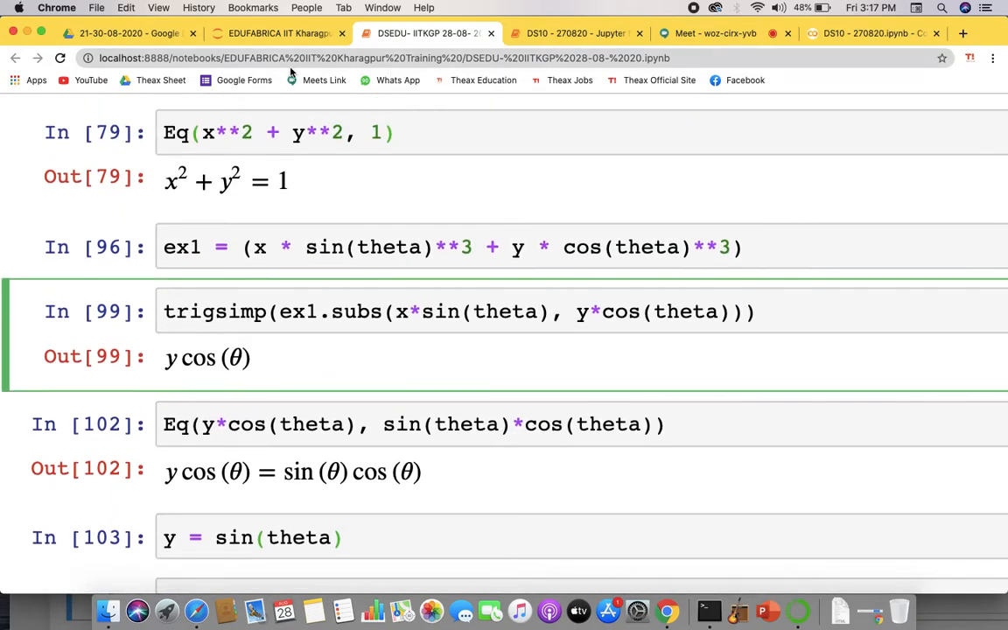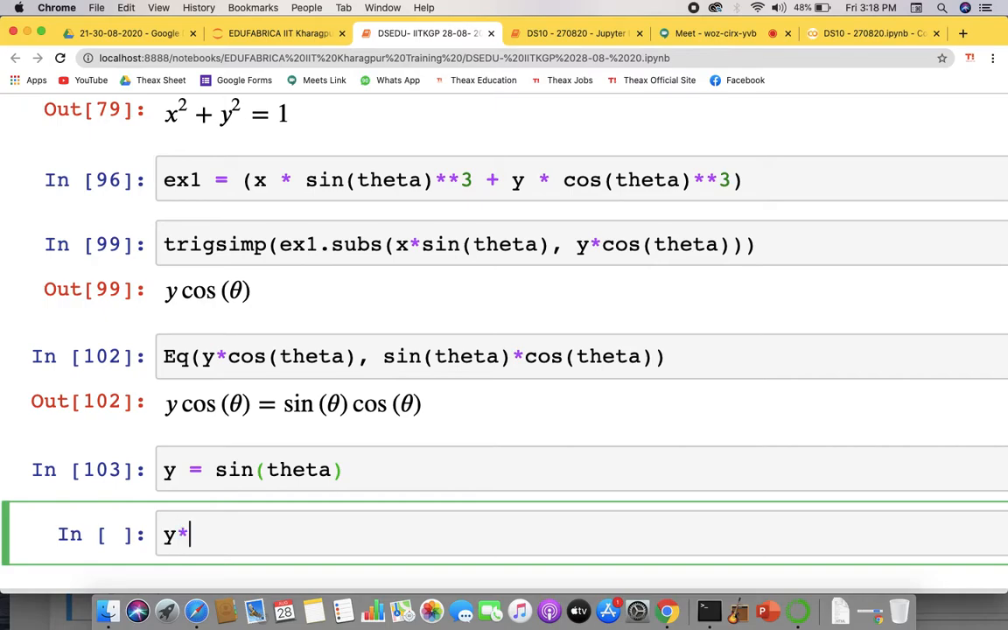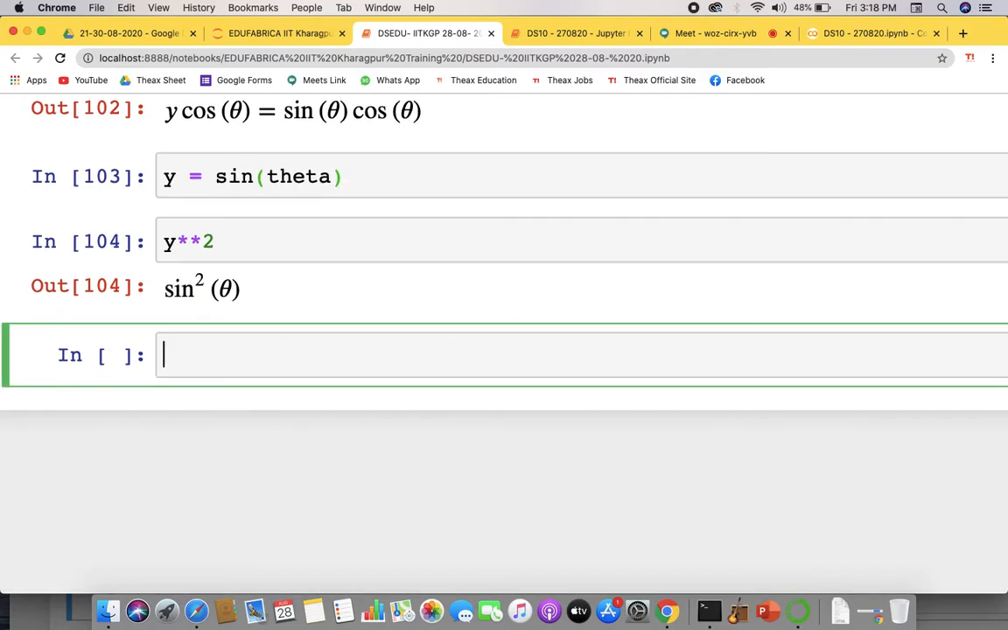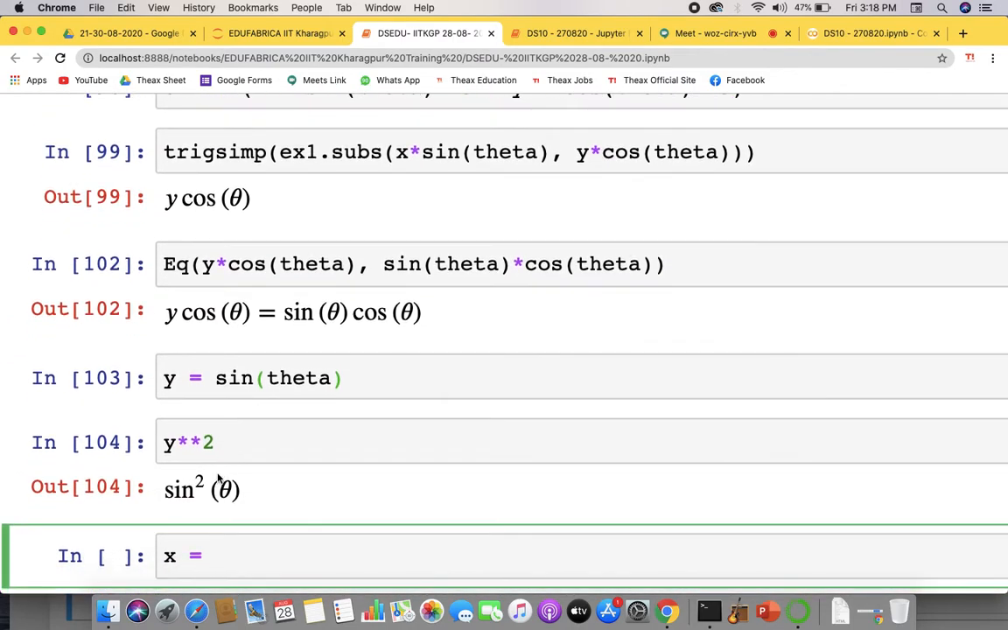So let's just take this equation, x square plus y square equals 1. We have got y equals sine theta, then what is the value of y square? That is sine square theta. So x square is going to be equal to 1 minus y square, that is 1 minus sine square theta.